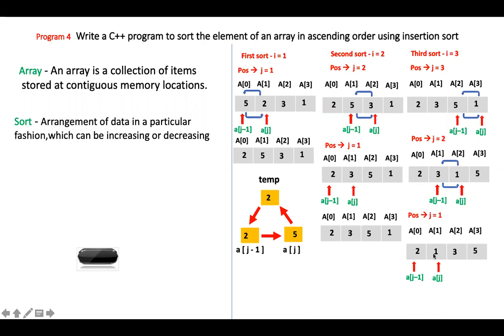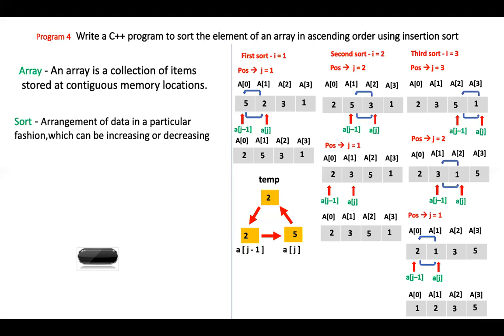Again it will compare, is 1 less than 2? Yes, it is less than 2. It is true. So it will exchange. 1 will be shifted to here and 2 will be shifted to here. Finally, your array will be something like this. Now tell me, is it fully arranged? Yes, sir. See, it is fully arranged from smaller to bigger. So this is the ascending order sort.